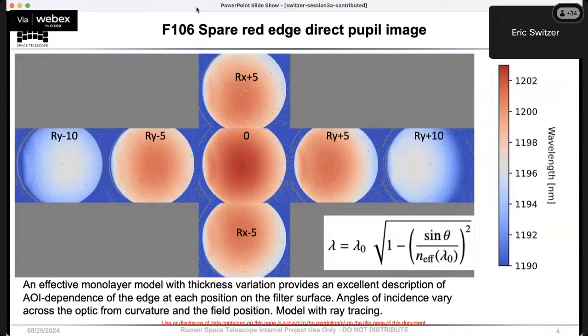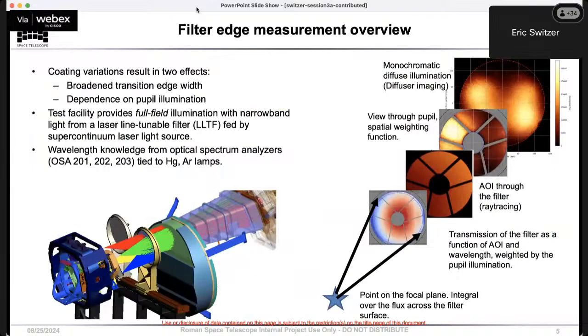So both of these pieces of physics need to be incorporated in the planning and analysis for the system level test. That's shown in the bottom left. Here there are 4 fibers that illuminate a ground glass diffuser that provides a full field of illumination. The fibers are fed by a laser line tunable filter that is illuminated by a supercontinuum light source. And then wavelength knowledge is provided on site by optical spectrum analyzers tied to line lamp sources.